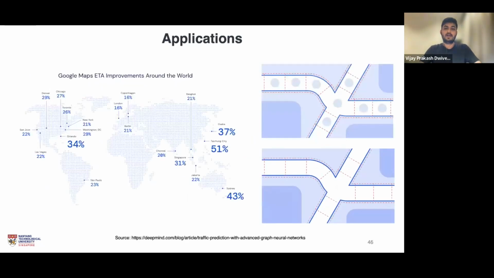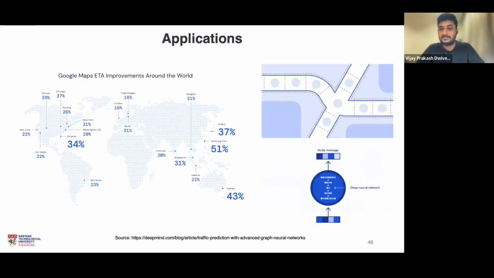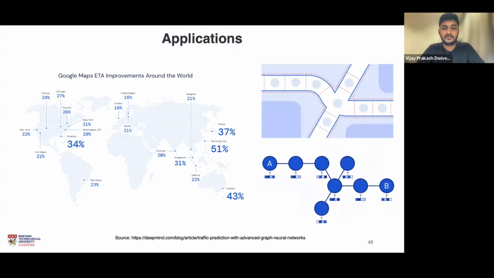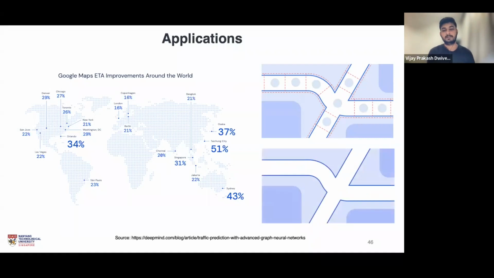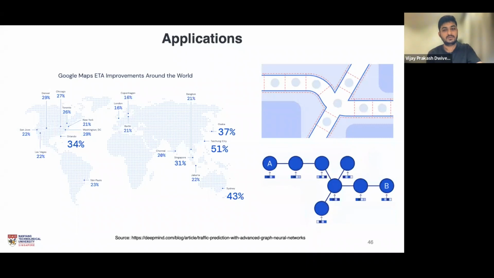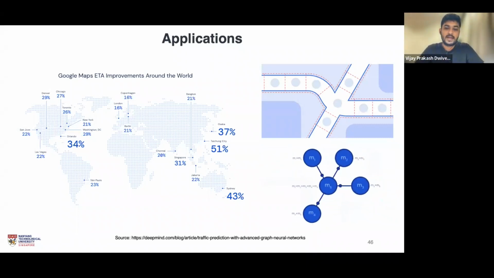So I'll try to highlight some applications which are already in production. In 2021, Google Maps released a paper that showed that their current Google Maps application actually uses a message passing based model to learn different behaviors of the traffic. And it shows up to a 50% improvement in several cities of the world.